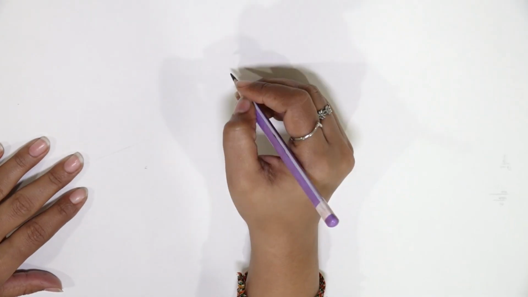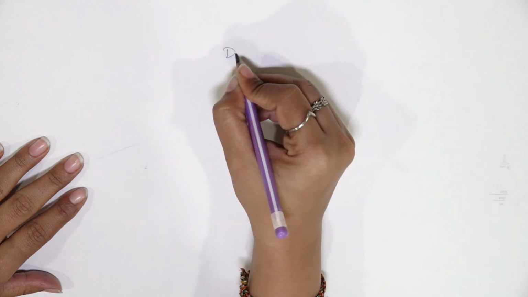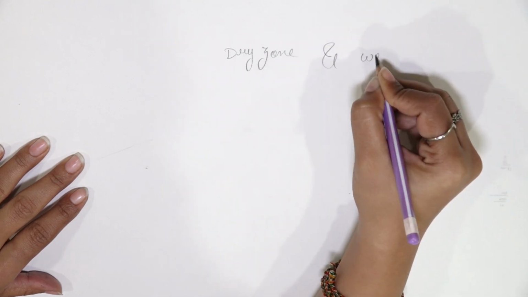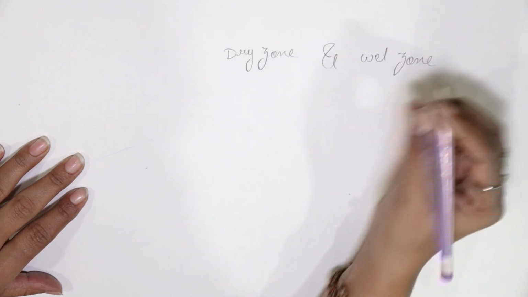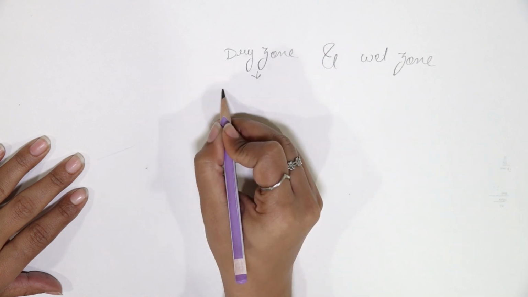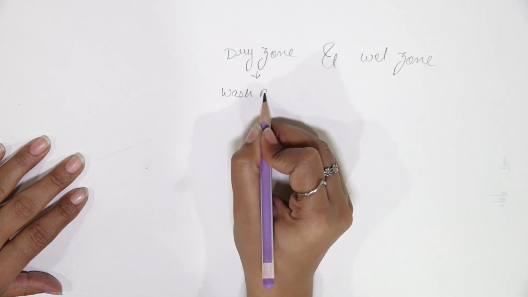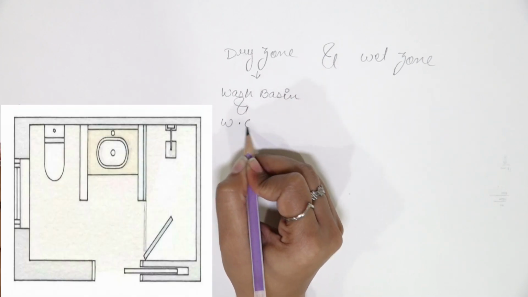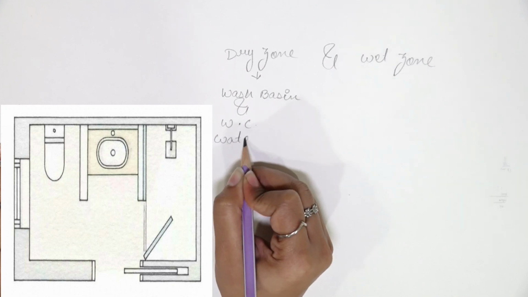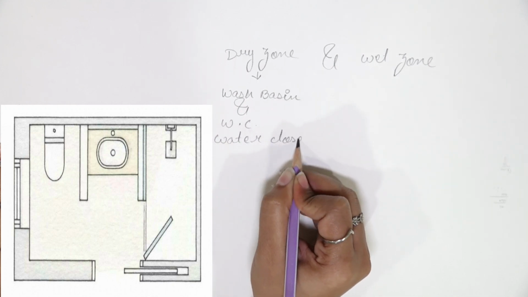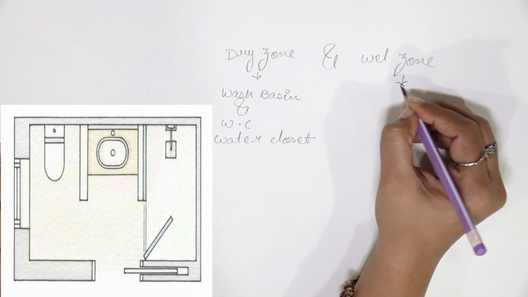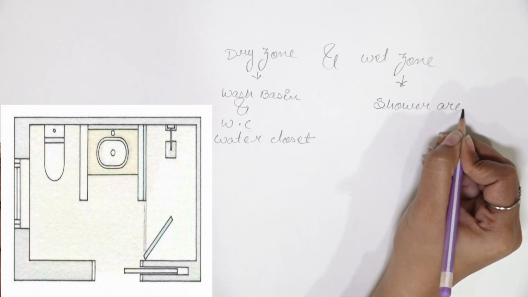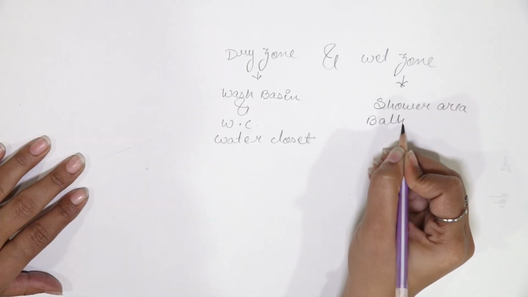Now you should always bifurcate a bathroom into two zones, that is a dry zone and a wet zone. A dry zone basically consists of a wash basin and a WC, that is water closet. And a wet zone consists of a shower area or bathing area.